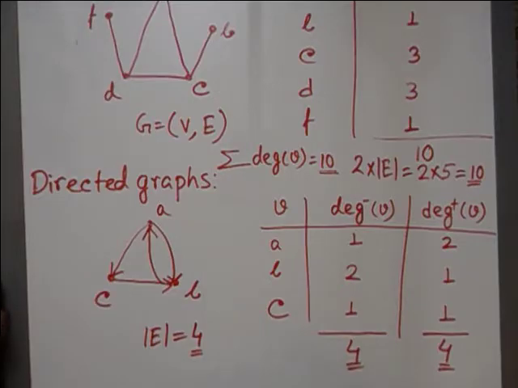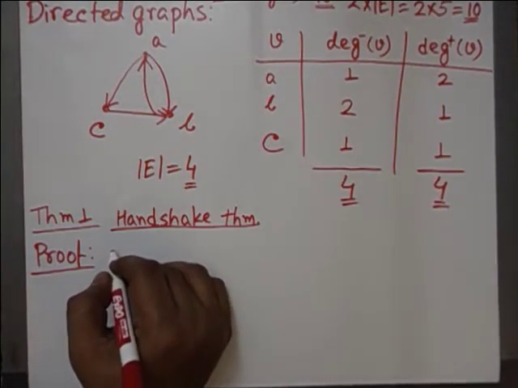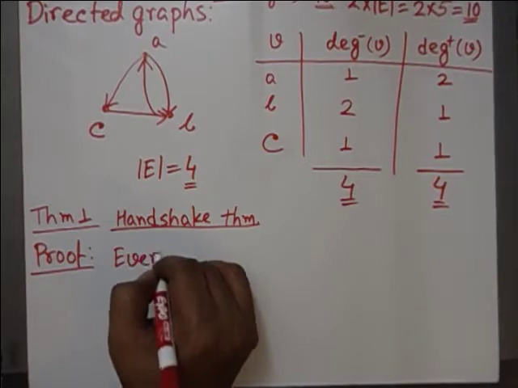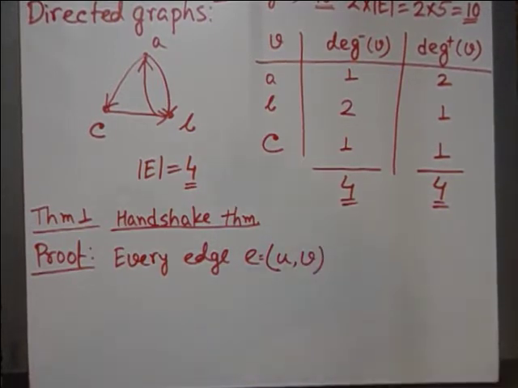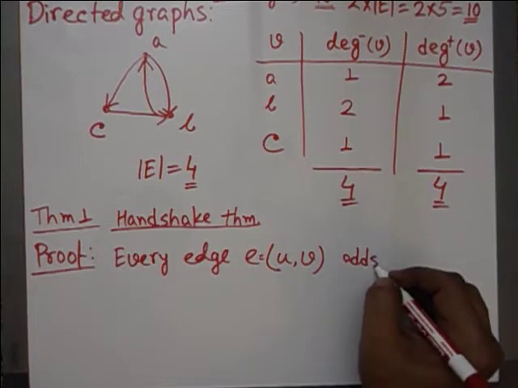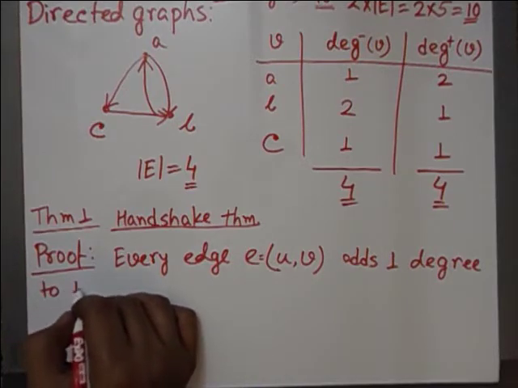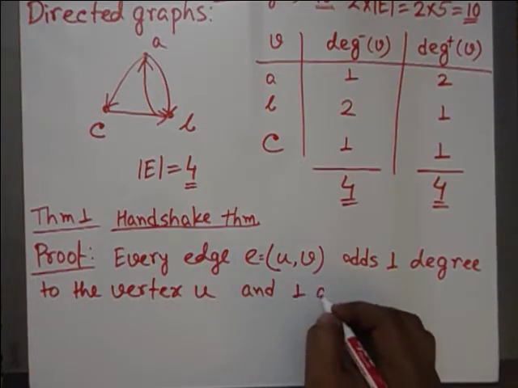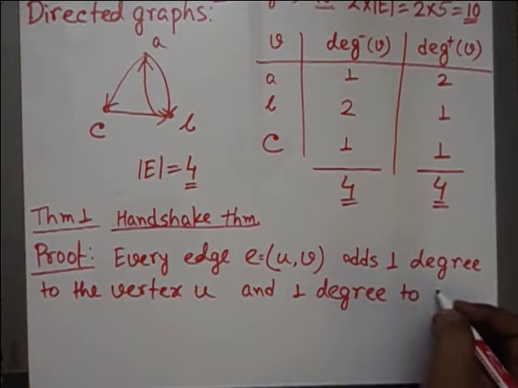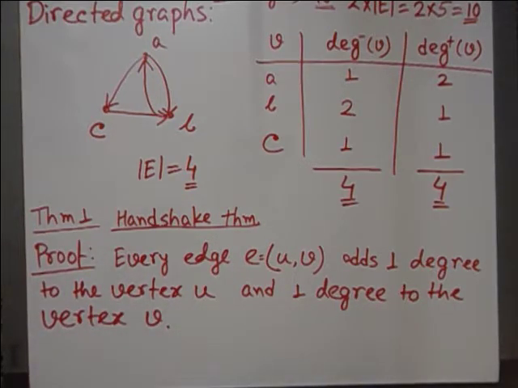If we try to prove it, it's a simple proof. The proof can be summarized easily, that for every edge E, that can be defined as U comma V, it adds 1 degree to the vertex U and 1 degree to the vertex V. So every edge adds 1 degree to U and 1 degree to V.